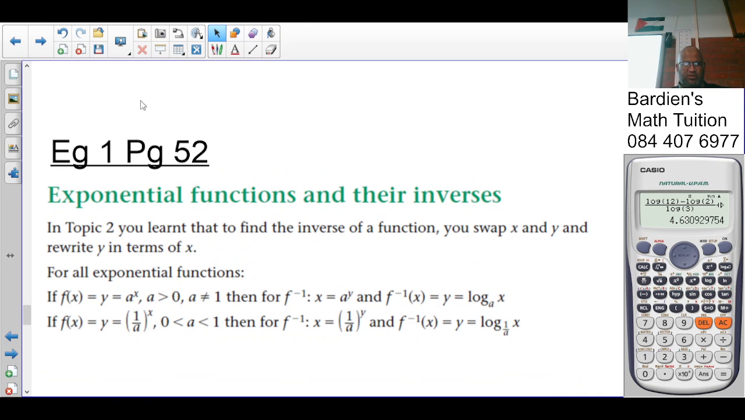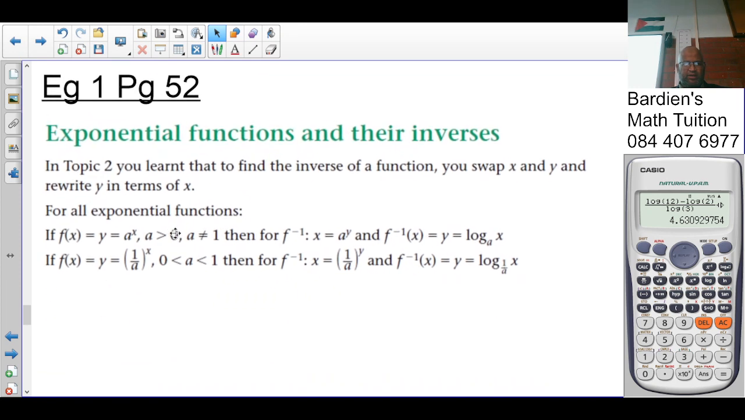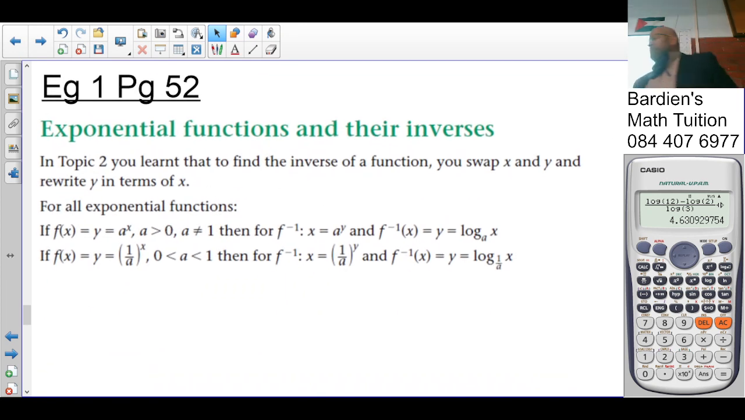Okay, so we're looking at example 1 on page 52. Firstly, the explanation to it. We are told on page 52 about the exponential function and its inverse. In topic 2 you have learned that to find the inverse of a function you swap x and y and rewrite y in terms of x.